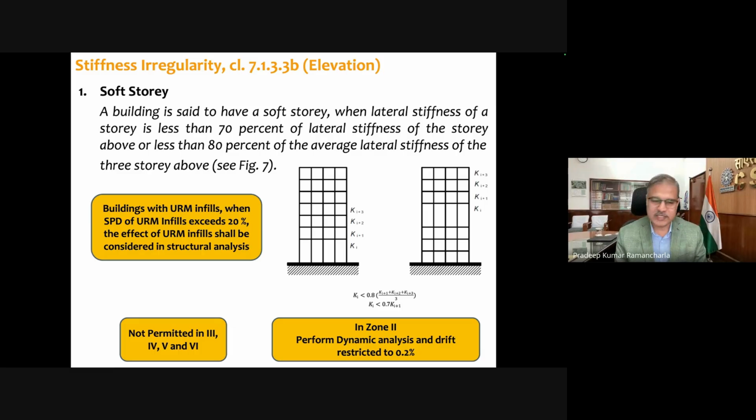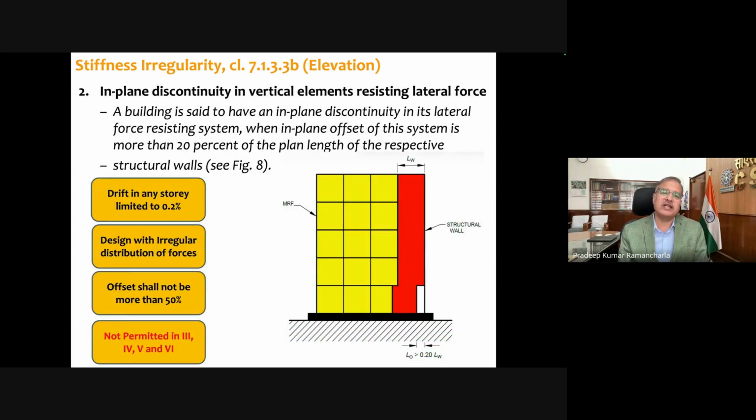So what does the code say? It is not permitted. This kind of soft story is not permitted in zones 3, 4, 5 and 6. And then if at all it is present in zone 2, which is a less earthquake hazard prone area, then it says 2 things. One is perform dynamic analysis. Second is drift is restricted in that floor as well as all the floors below to 0.2% of that floor height.